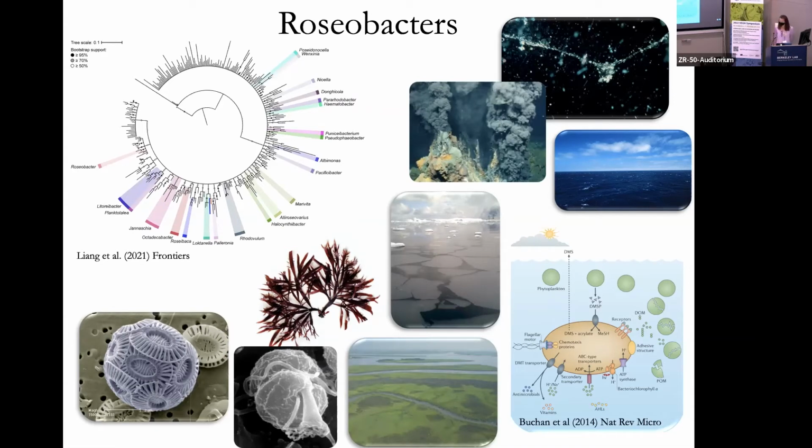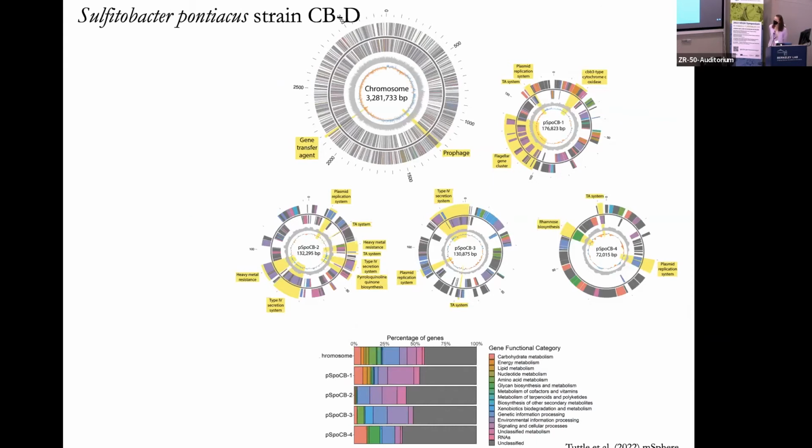I had alluded earlier to a graduate student who came to me interested in studying viruses of Roseobacters. In order to do that, he went out to an Emiliania huxleyi phytoplankton bloom. It was a mesocosm experiment being done in a fjord in Bergen, Norway. He isolated many different bacterial strains and viruses that infect them. The one that I want to tell you about today is a strain called Cephalobacter pontiacus, and we call it strain CBD.